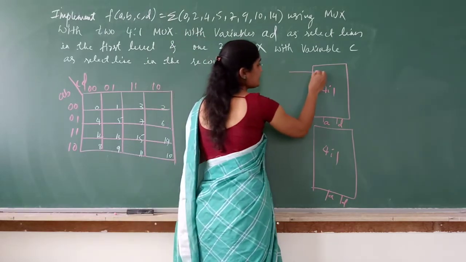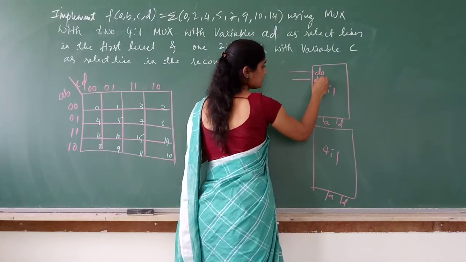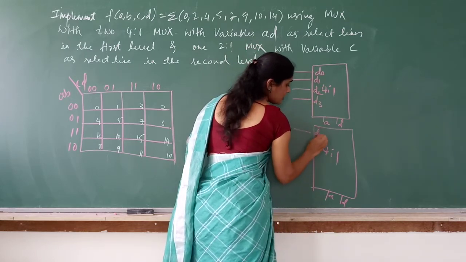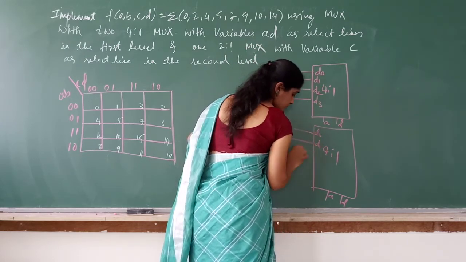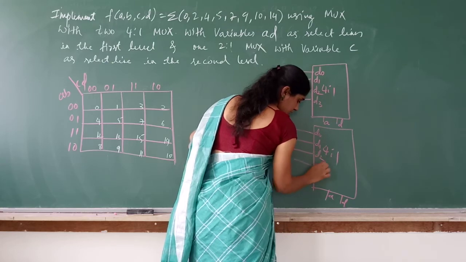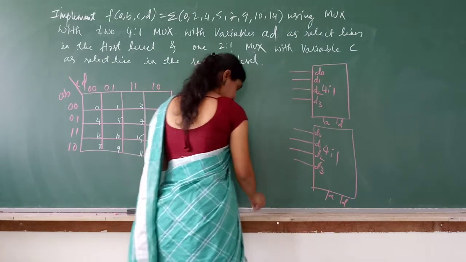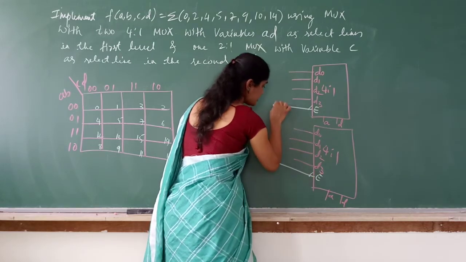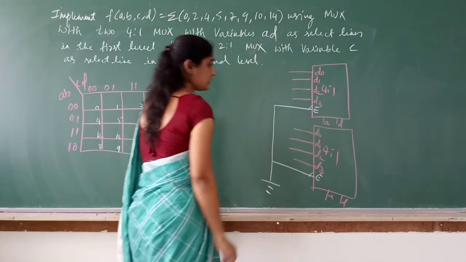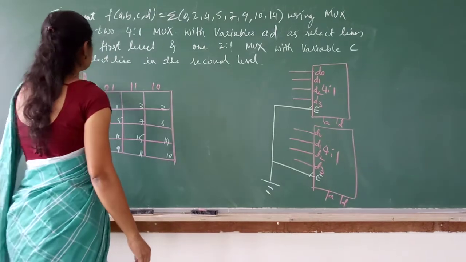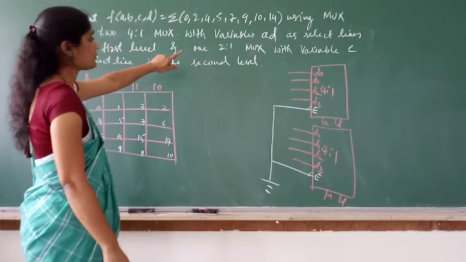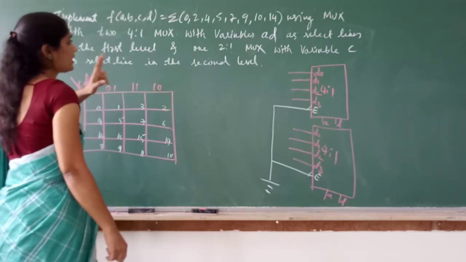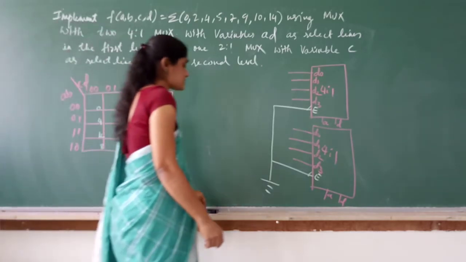So we will have D0, D1, D2, D3, D0, D1, D2, D3, and very important, we will have an enable input for both. Connect that to ground. Okay. So with 2, 4:1 mux with variables AD as select line in the first level. So this is first level. And 1, 2:1 mux.